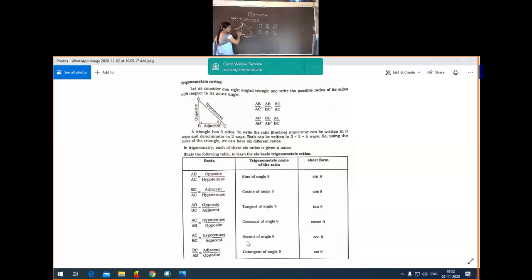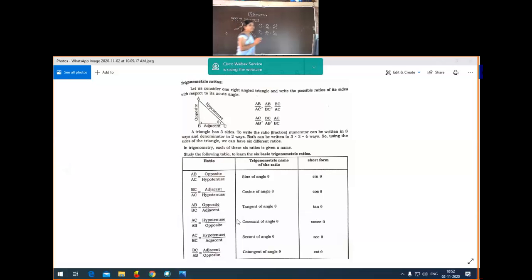So now we covered this one: AB divided by AC, then BC divided by AC, then AB divided by BC. Here we covered 3 ratios. Next we took the reciprocals of those: AC divided by AB, next AC divided by BC, then the last one is BC divided by AB.